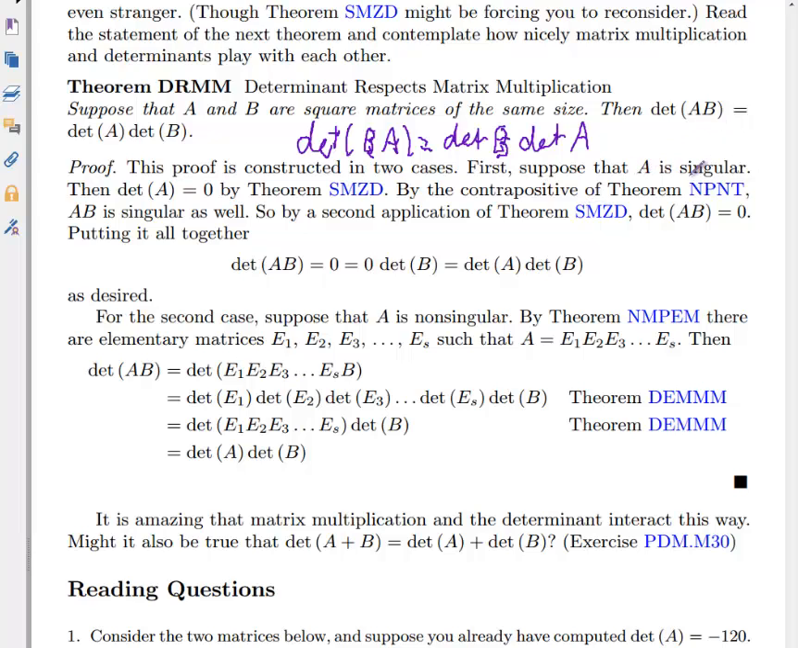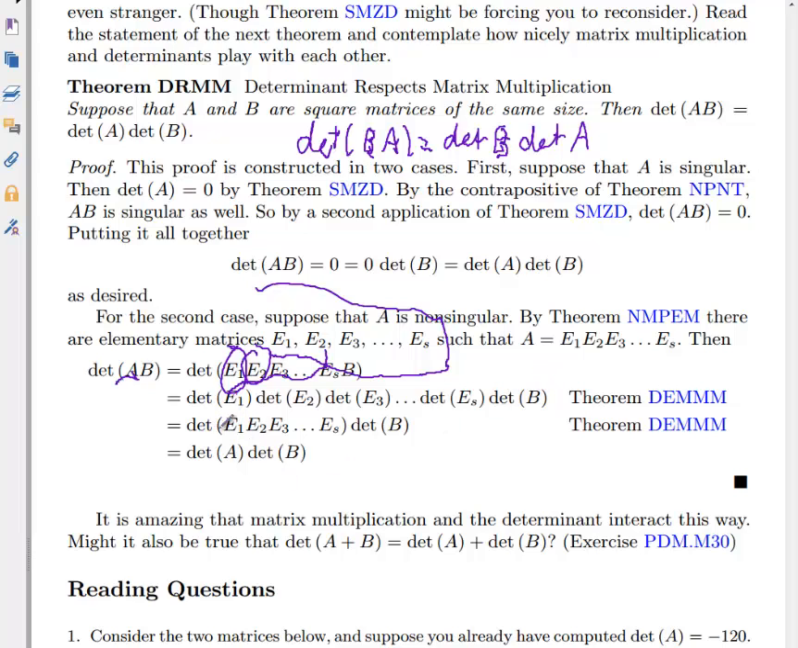If A is non-singular, then A can be written as a product of elementary matrices. Since it can be written as a product of elementary matrices, I can replace A with this product of elementary matrices, and then I just peel them off one by one like I did before. The determinant of E_1 times all this stuff, I can consider this as E_1 times all this garbage. Then I peel off the det E_1, then I have the det E_2 times this stuff. I can peel off the E_2, and then peel off the E_3, etc. It's an inductive process, and finally I get to det of B.